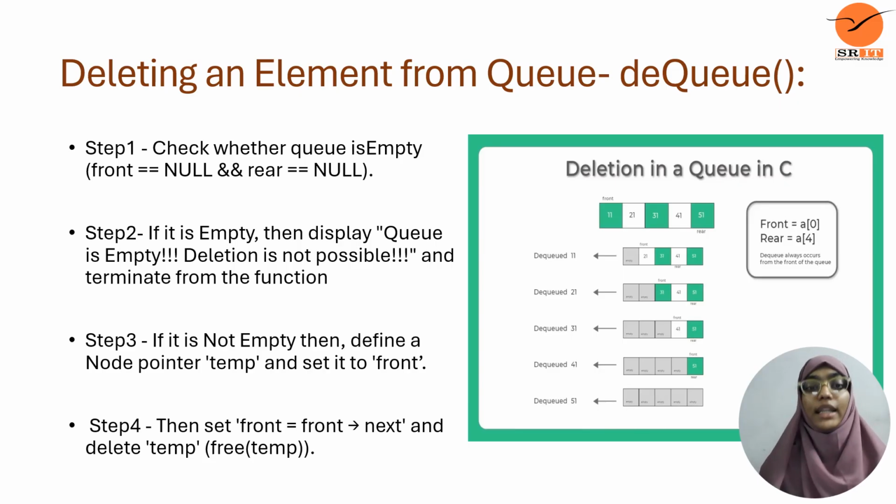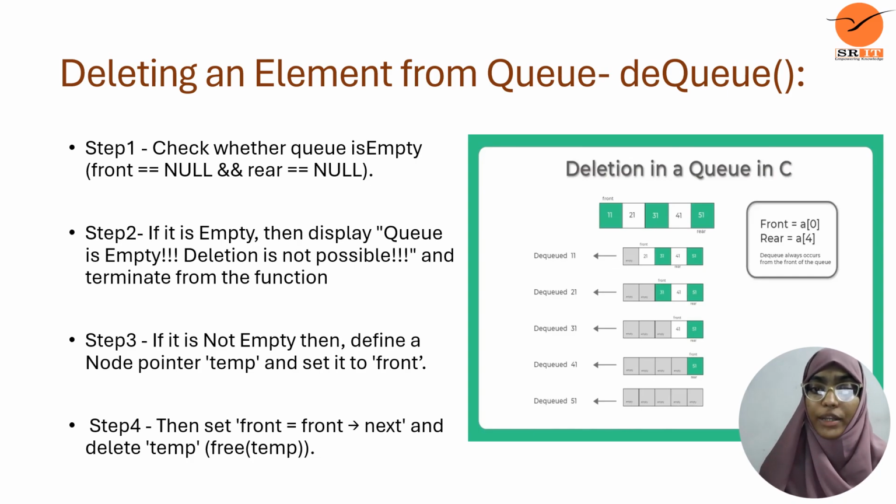Now let us see the deleting of an element from the queue, which is known as DQ. Step 1 is we need to check whether the queue is empty or not. If the queue is empty, then we can't delete anything. So we need to check the condition. For this, the condition is front equals null and rear equals null. This is the condition for the queue being empty.